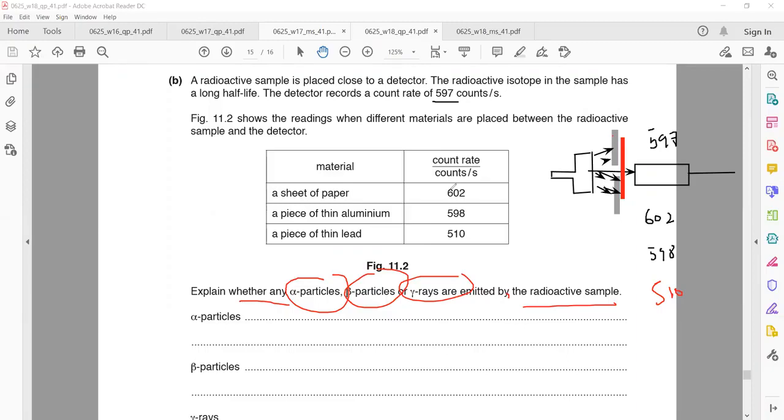No beta either, because the count is 597, and when you place aluminum it is 598. So basically the count increases rather than decreases. When you place a thin aluminum it should decrease. It does not decrease, it remains the same, so there is no beta. And what about gamma? When you place a thin lead, yes, there is gamma because the count reduced.